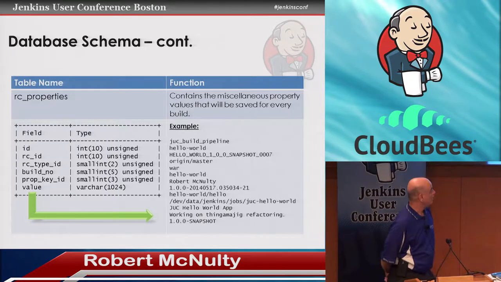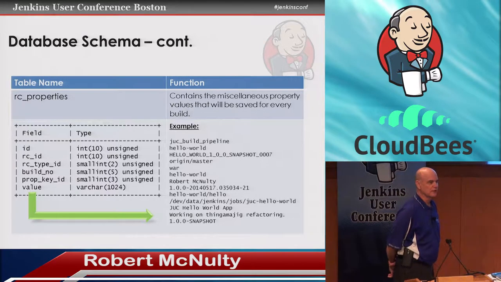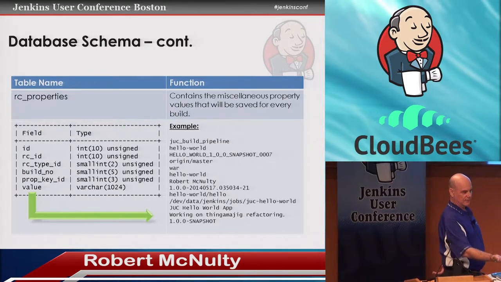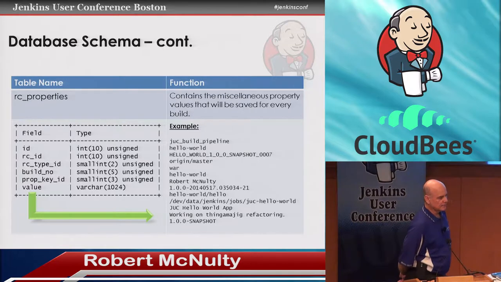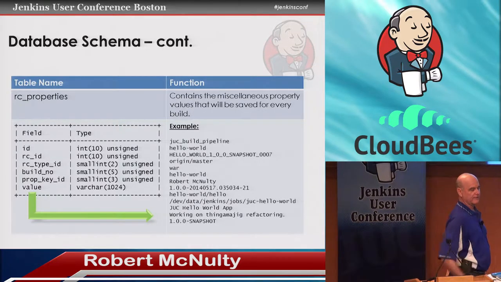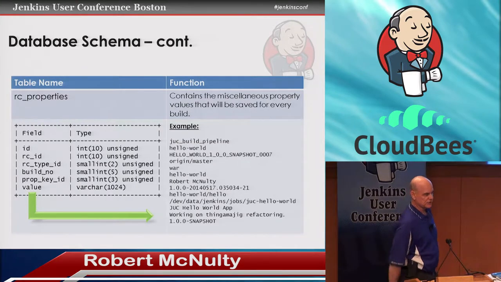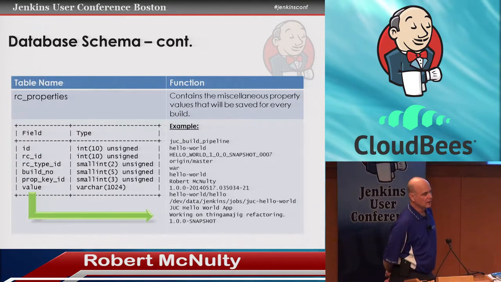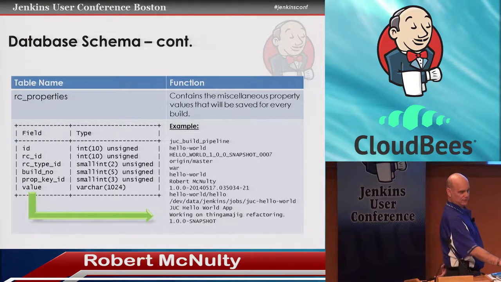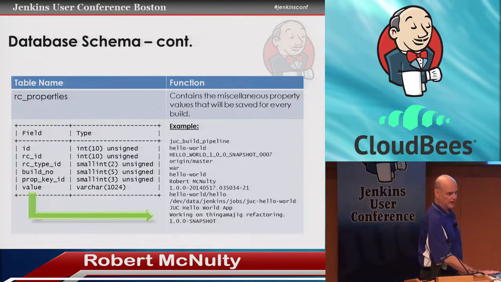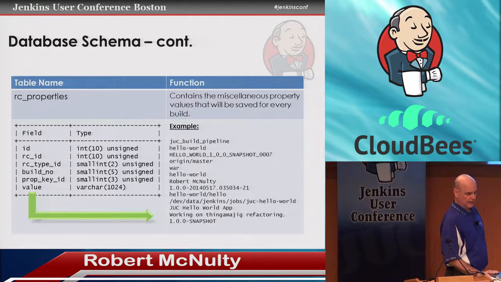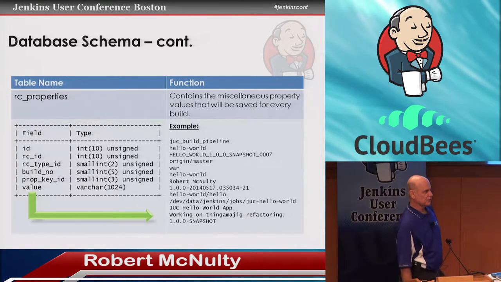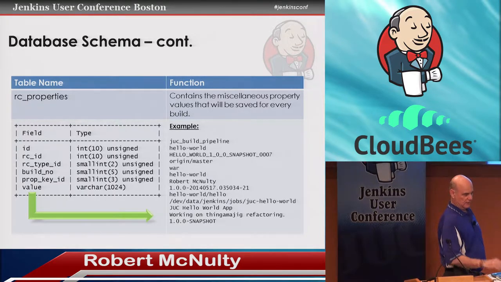The properties table contains all of those miscellaneous properties that you saw at the bottom of that one screen that will be saved for every build. So as an example, it will also save the tag number, the full path of the Git repository, other things such as who ran the build, the absolute location of the build, the notes. So the note in this case would be working on a thingamajig refactoring, the snapshot version, and a whole host of associated properties. Whatever you want to save, you can actually put there. So it doesn't have to be anything associated with the build. You could just declare a property in your build and save it. And all of these are saved into the MySQL database.